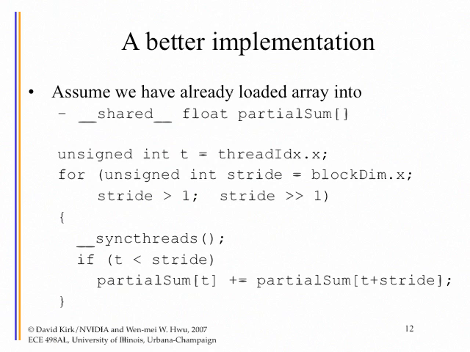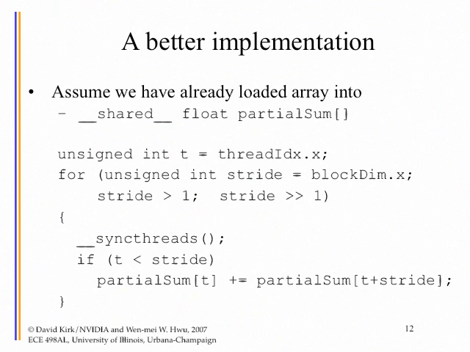It actually looks pretty similar. It's not dramatically different. I still use thread ID, but I will start the stride as a block dimension. So I will start with the biggest stride, right? And then as long as the stride is greater than 1, I will continue to divide it by 2 with the shifting, every step. So instead of throwing out, I will be coming in with my strides.